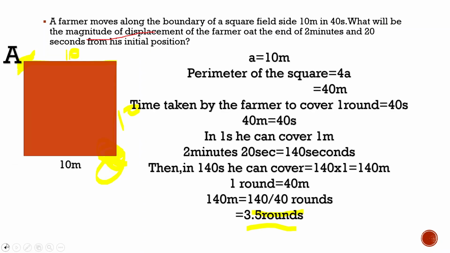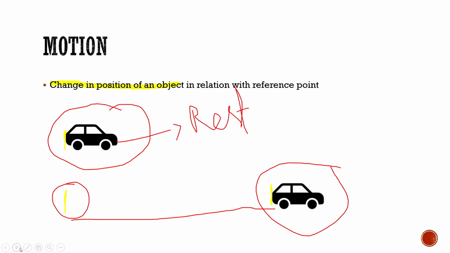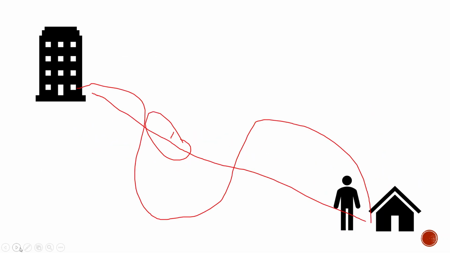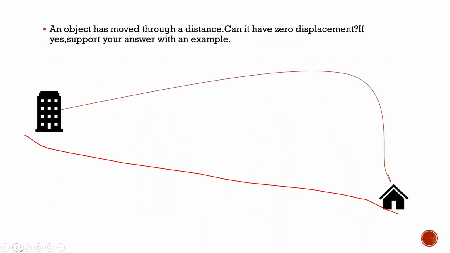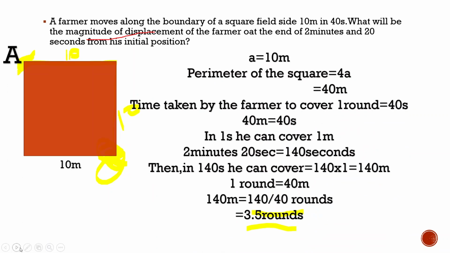So I hope you've understood. You have learnt about motion, reference point, distance, displacement. We've seen examples, and we have seen the differences between distance and displacement and worked out 3 in-text sums. Okay, so I hope you've understood everything clearly.